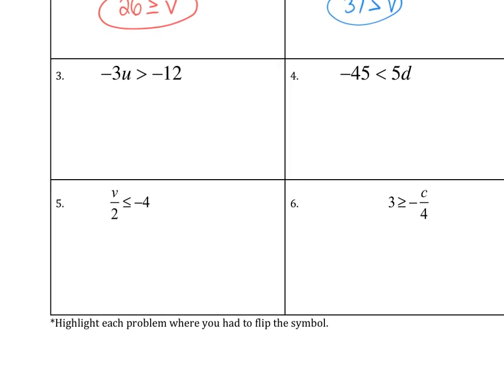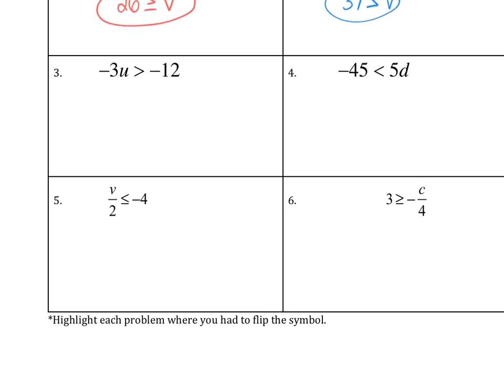In the next one, we have some multiplying and dividing going on, right? So what's happening to the variable? It is being multiplied by a -3. So to get rid of the -3, I'm going to do the opposite and I'm going to divide. Okay? Now watch what happens. I'm left with u, but I divided by a negative number, right? I divided by a -3. So remember, that tells me that I need to flip the inequality.